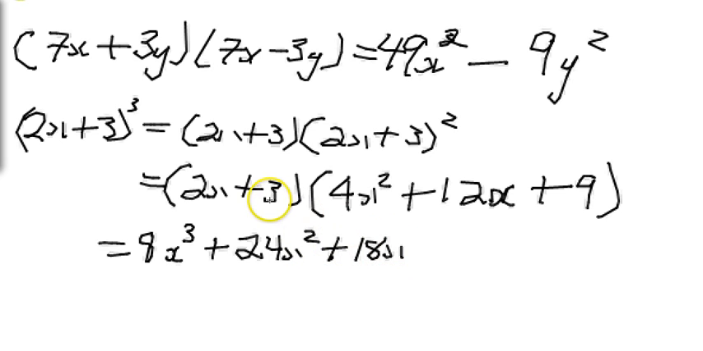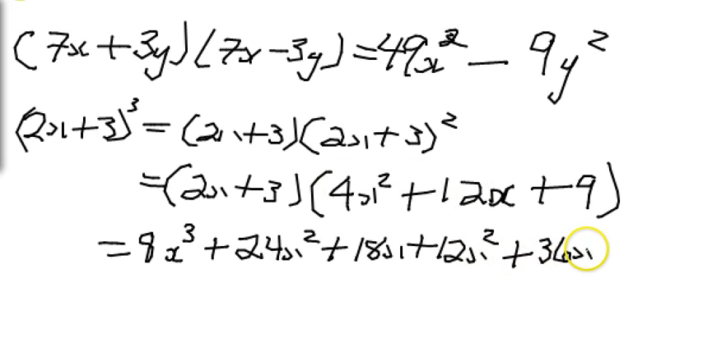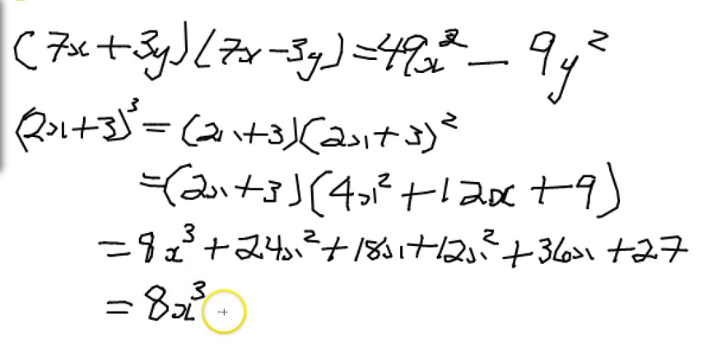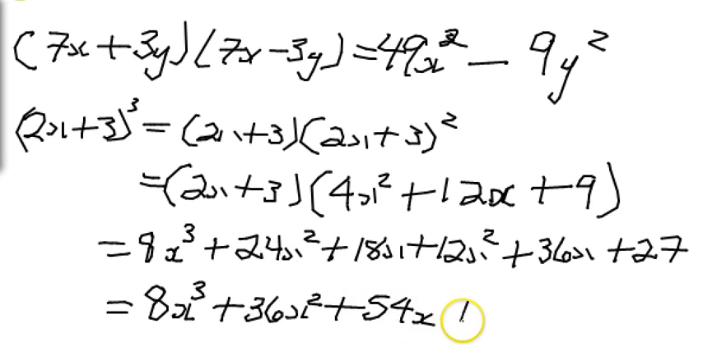And now we distribute the 3 through the brackets, plus 12x squared plus 36x plus 27, and then we collect our terms. There's only one cubed term, so 8x cubed plus 36x squared, we've got the 2x squared terms, plus 54x, the 2x terms, plus 27.